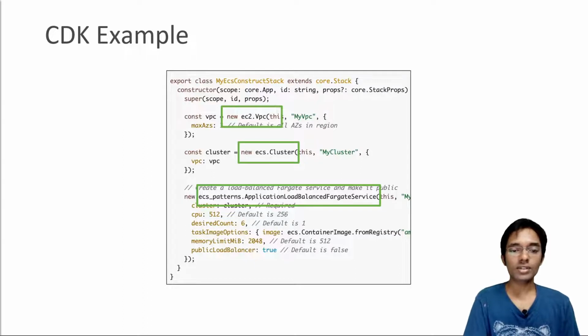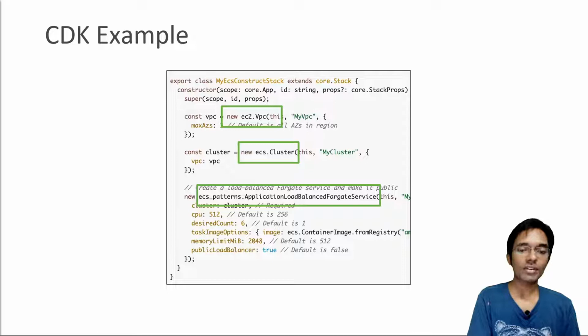So here's an example of what CDK code would look like. In this example, this is using, I believe, JavaScript or TypeScript. We have a VPC example, we have an ECS cluster, and we have an application load balancer with a Fargate service. And so these three things will be compiled by the CDK CLI into a CloudFormation template, and that will be usable, and you can upload and deploy it.